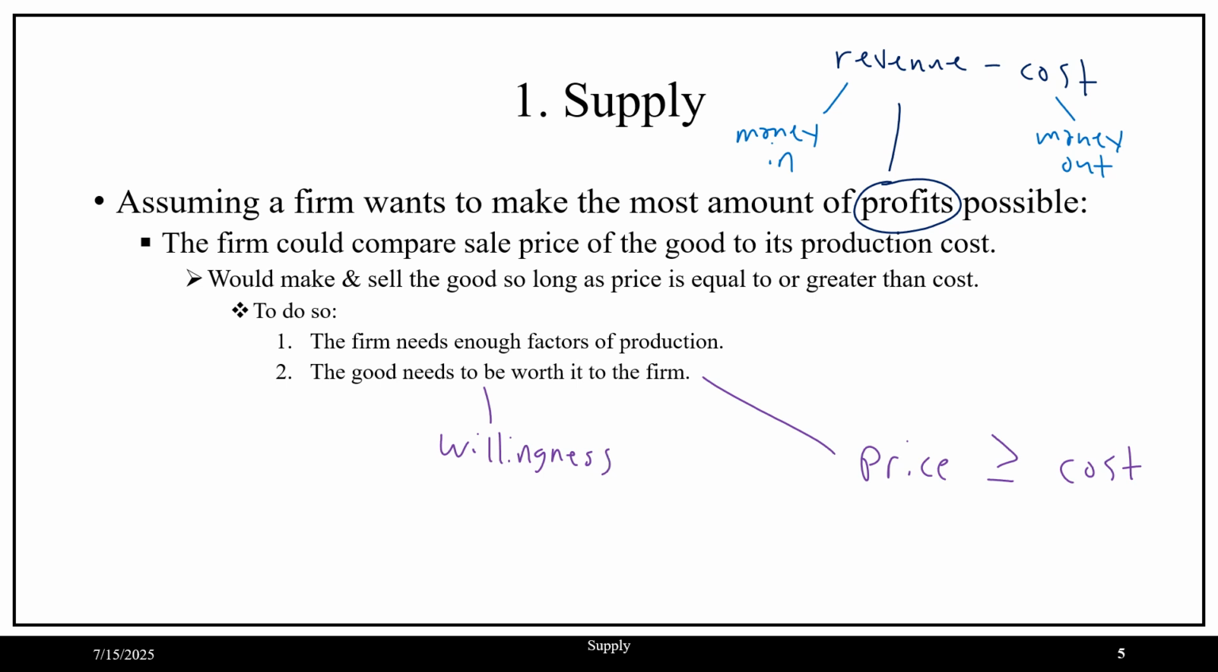The other thing, and this is going to generate willingness. The other thing is, well, the business also needs to be able to make the good or service in question. In order for that to occur, they need to have enough factors of production. They need to have the factory, the equipment, material, and workers in place to be able to make the amount that they want.